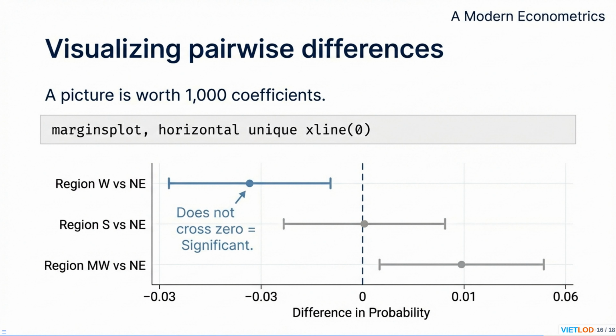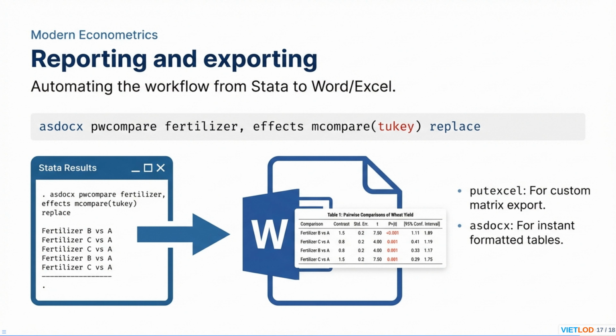Look at the blue line for region W versus NE. Because the entire interval sits to the left of 0, we have visual confirmation that region W has a significantly lower probability than the Northeast. The other two regions cross the line, indicating their differences are not statistically significant. This visual approach is often the most effective part of a research presentation because it tells a clear economic story at a single glance.